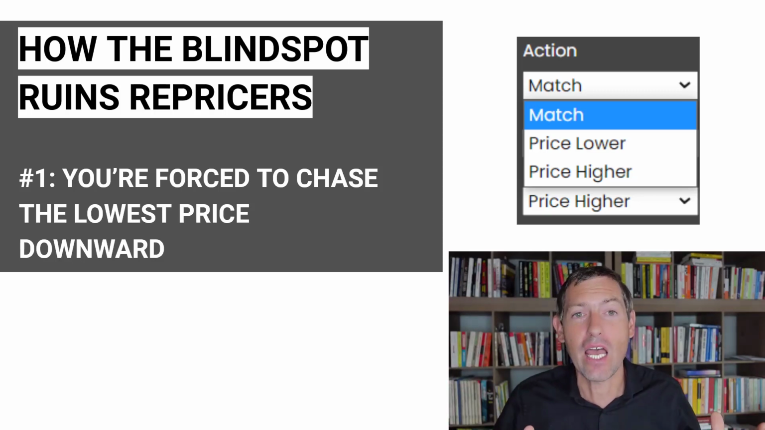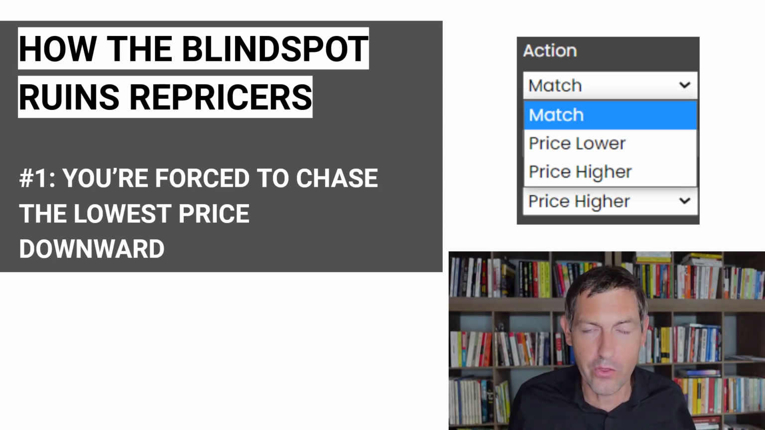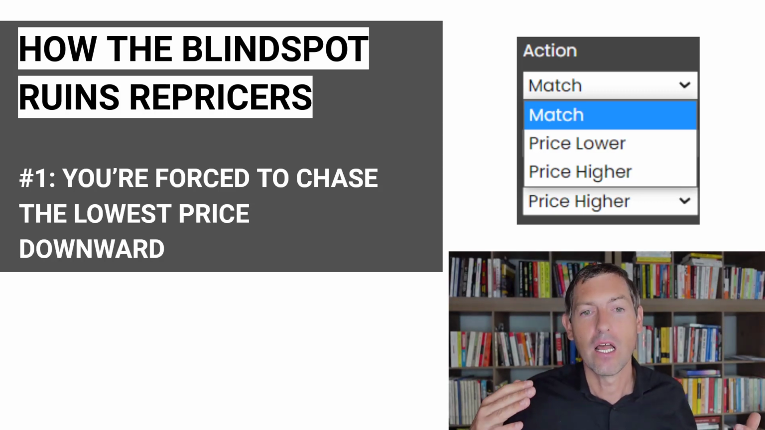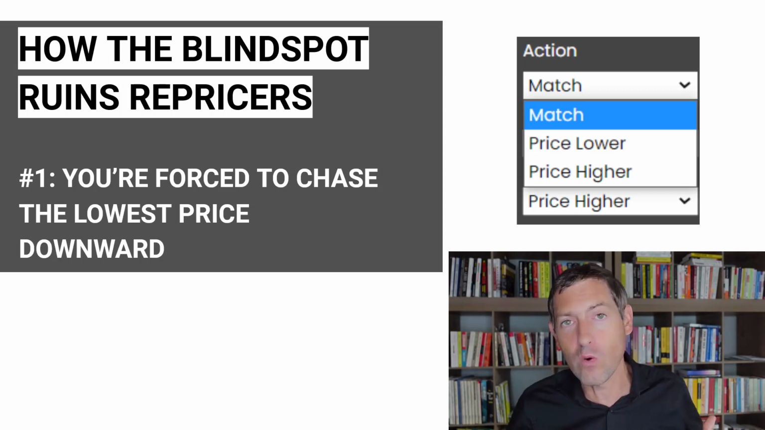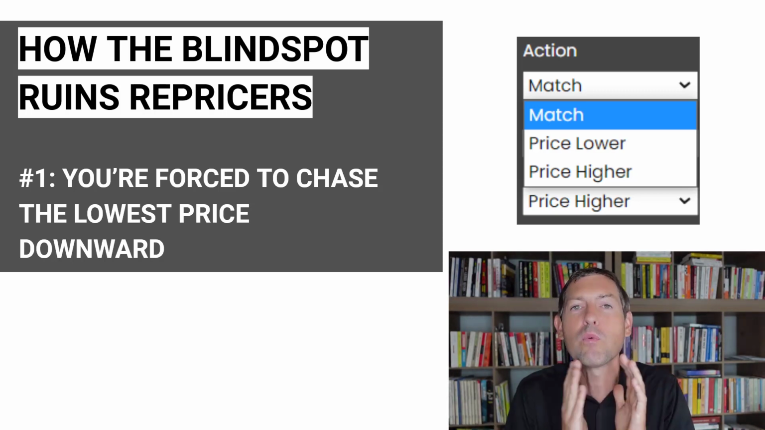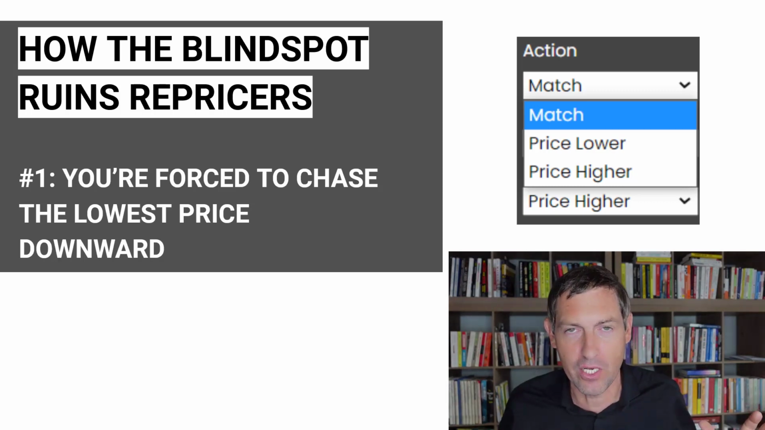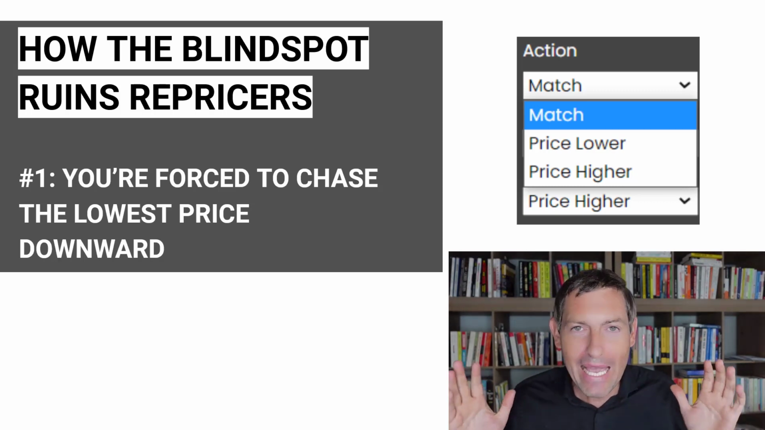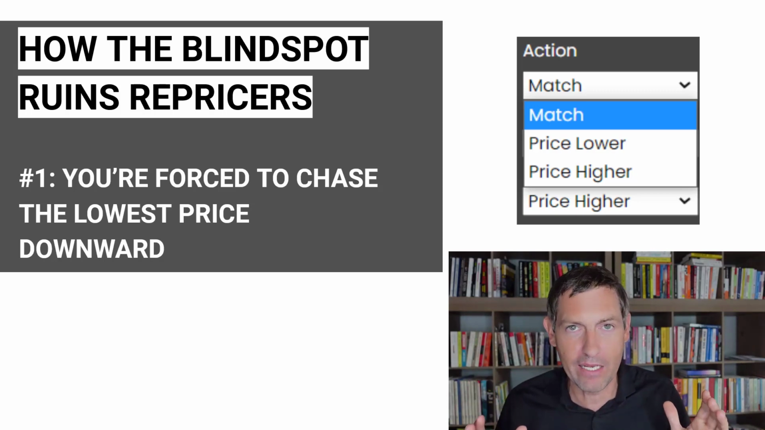You can't say, hey, I want to price $1 above the second lowest price, or I want to price 10% lower than the third lowest price, or I want to price a dollar above the lowest price unless the second lowest price is less than $1. You can't reprice with any level of precision. All you can do is the most basic drug addict style repricing, where you're just constantly chasing the lowest price down. That's all you can do with current repricing software.